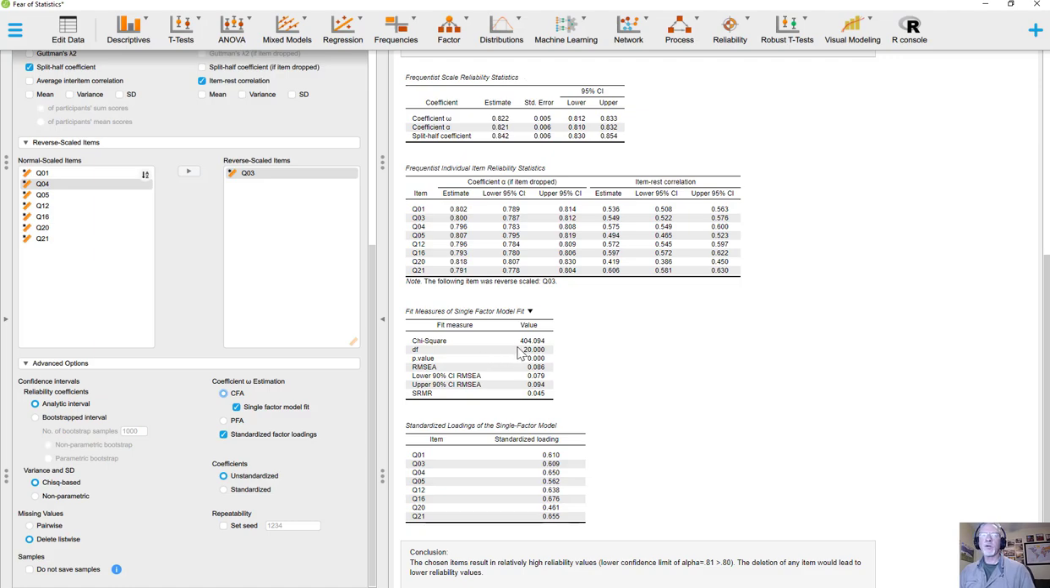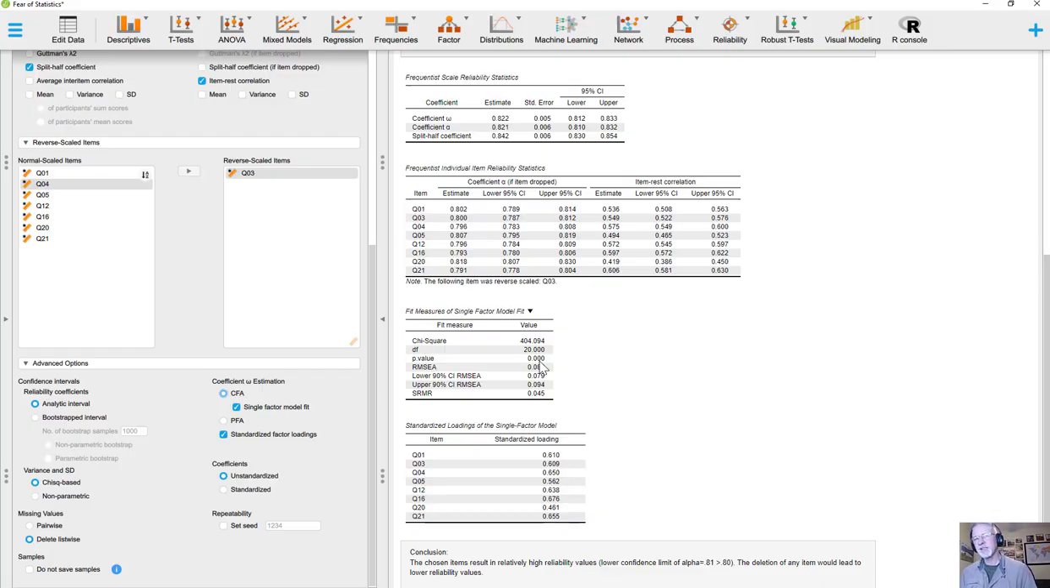Now, what you'll notice is that you have a chi-square value of 404 with 20 degrees of freedom, and the p-value for that is fairly highly significant. So this is a new concept that I'm going to bring in here that's a complicated one. The chi-square is a measure of model misfit. So this is suggesting that the model does not fit.